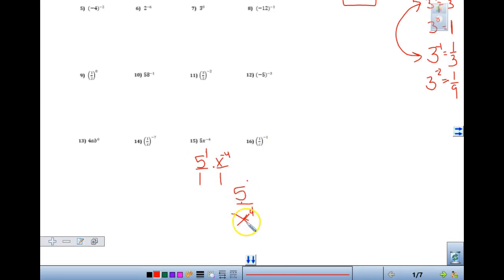So I have 5 over x to the 4th, because the 5 was a positive exponent, and the only thing that was negative was here, and so that gets moved down. When you're looking at this type of a problem, it means reciprocal of what was inside. So find the reciprocal of that.